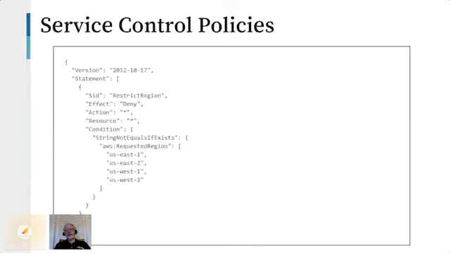So the service control policy gives you a way to lock that down and simply say, no, we're not working and doing anything in Frankfurt or in Ireland. Don't let people create stuff there.